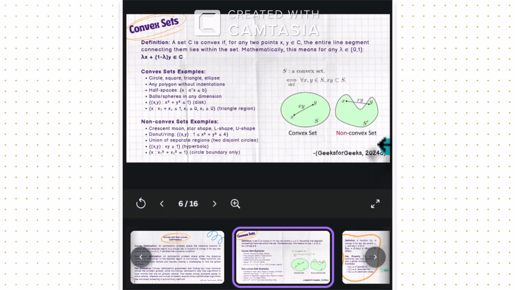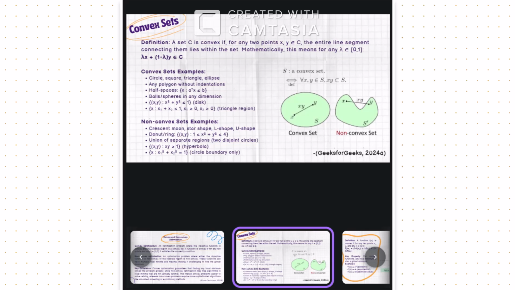On the right side, we see a non-convex set, as again 2 points x and y are chosen, but this time the connecting line xy goes partly outside the set. Since the set does not contain the entire line segment, it is non-convex. So the key takeaway from the image is convex sets always contain the straight line between any 2 points, while non-convex sets do not.